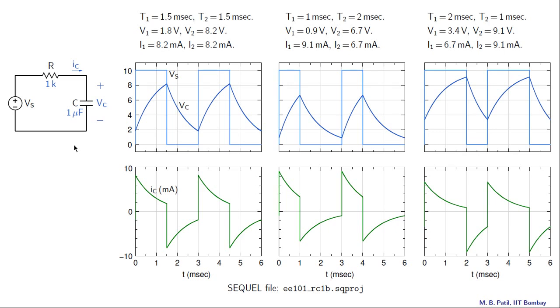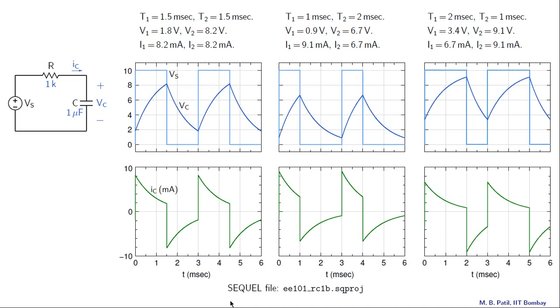In this circuit simulation session, we will simulate this RC circuit which we have seen earlier. It's a simple series RC circuit with R equal to 1K, C equal to 1 micro, and Vs is a square wave voltage going from 0 volts to 10 volts. This interval in which Vs is high is called T1, and this interval in which Vs is low is called T2.